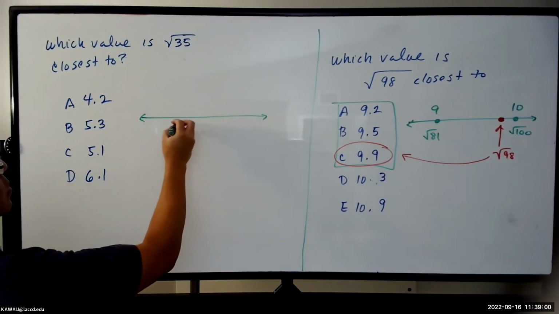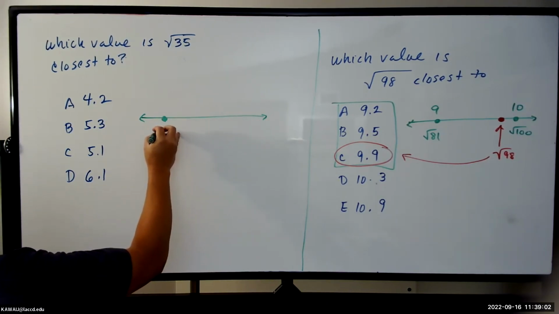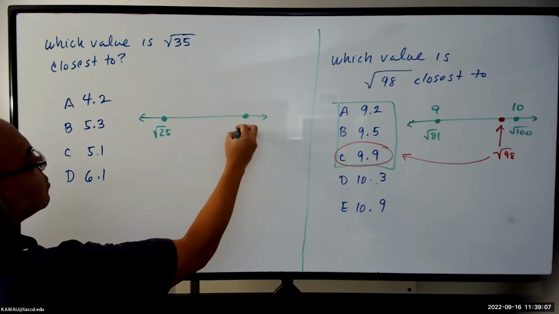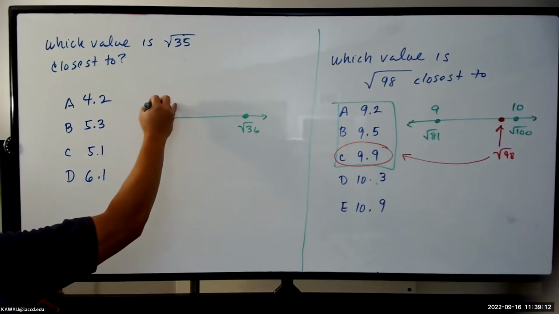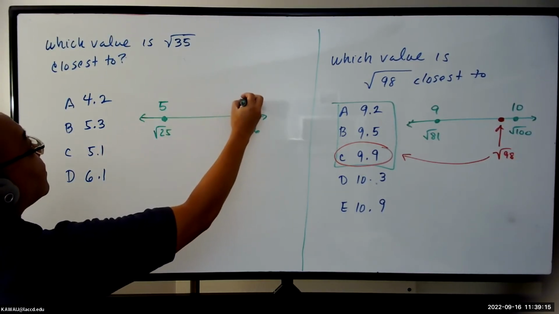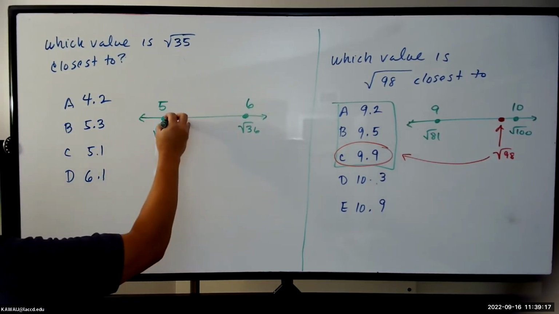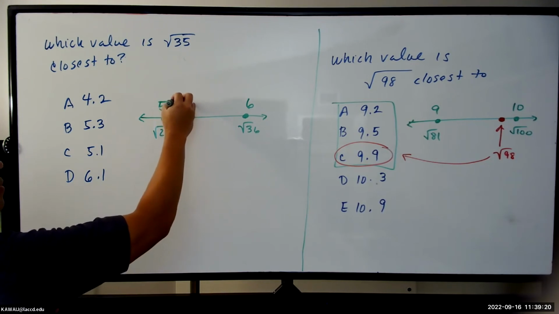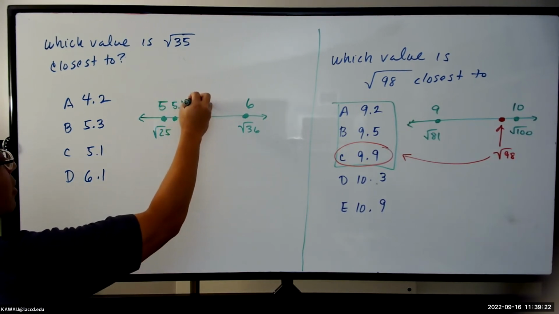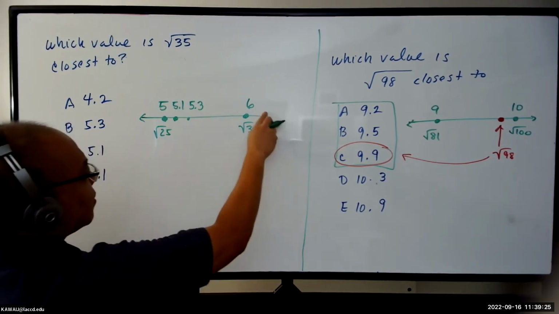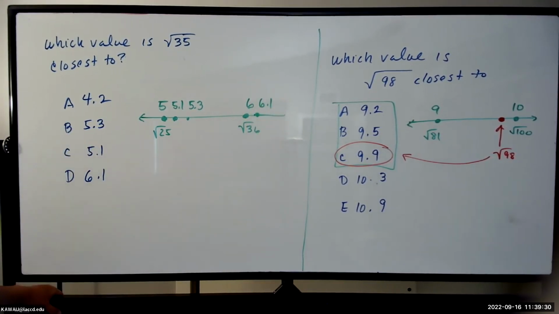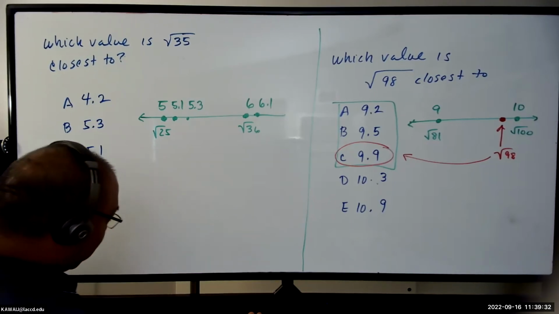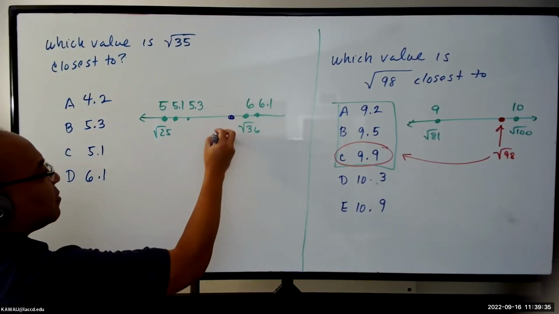Okay. So over here, we have square root of 25. Over here, we have square root of 36. Okay. So this one over here is 5. Over here is 6. And then over here, we have 5.1. And over here, we have 5.3. Over here, we have 6.1. So square root of 35 is going to be pretty close to over here.